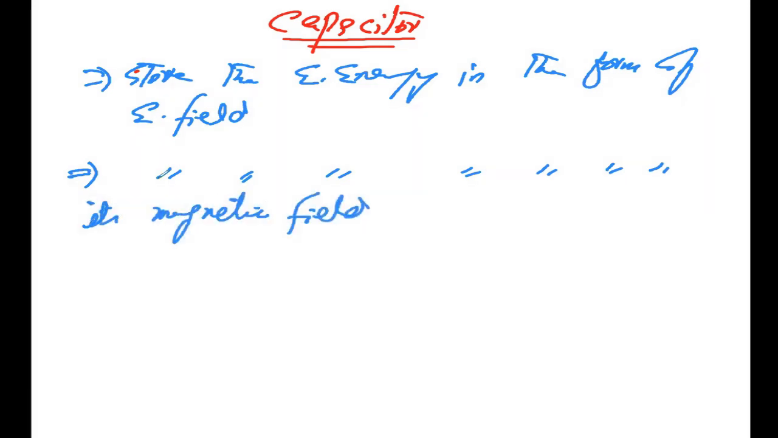Okay, an inductor will take in energy from the electrons and will store that energy in its magnetic field, and a capacitor will store that energy in its electric field. So that is the main difference between a capacitor and an inductor.